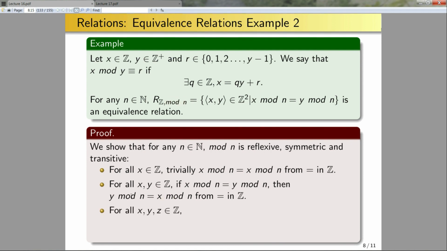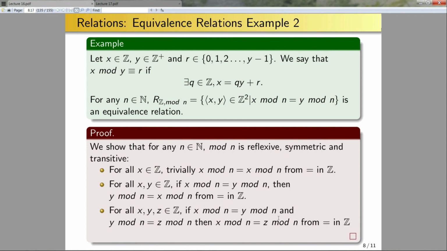Next, I need to show transitivity. To show transitivity, let x, y, z be in Z, and I want to assume that x mod n is equal to y mod n, and y mod n is equal to z mod n. Well, again, I use the exact same argument that I made earlier. These things are just going to be integers, and equals in the integers is transitive, therefore this will be transitive. So here you can say that this mod n relation is endowed with these reflexive, symmetric, and transitive properties.